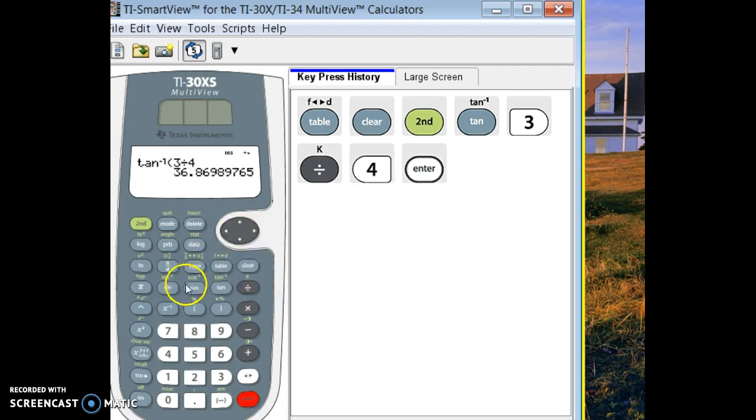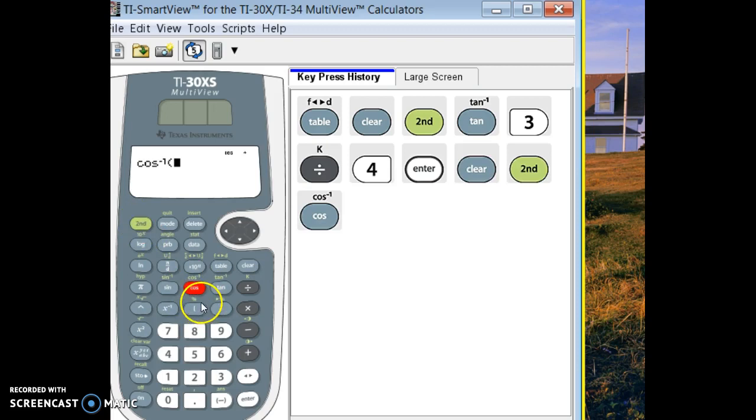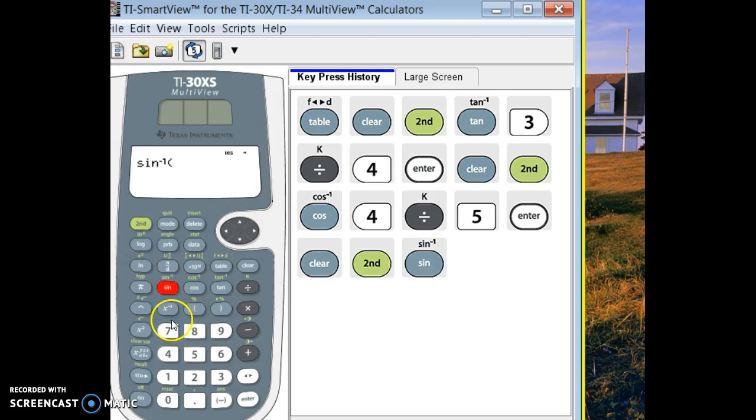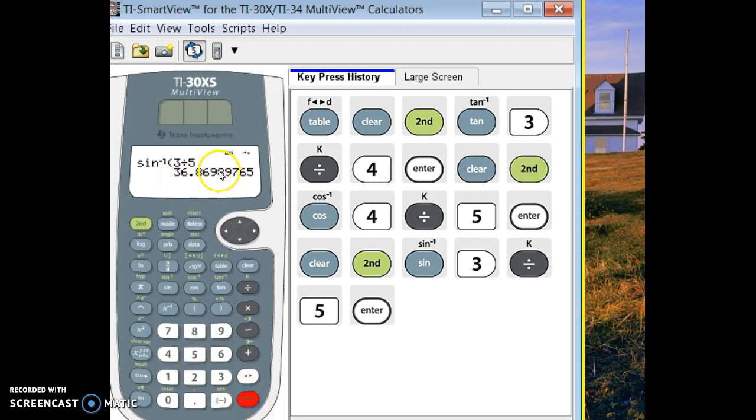All right, so now we can also use any of the other functions. I'm going to show you that. If we want to use the cosine, we can do second cosine. The cosine is actually 4 divided by 5. So you have a different ratio, but you see you get the same number, 36.869. We can use the sine function, second sine, and make sure you use the right ratio. That's 3 divided by 5, and that's going to give you 36.869. So hope that helps using the inverse function on your calculator. Remember, you'll use it if they ask for the measure of an angle.